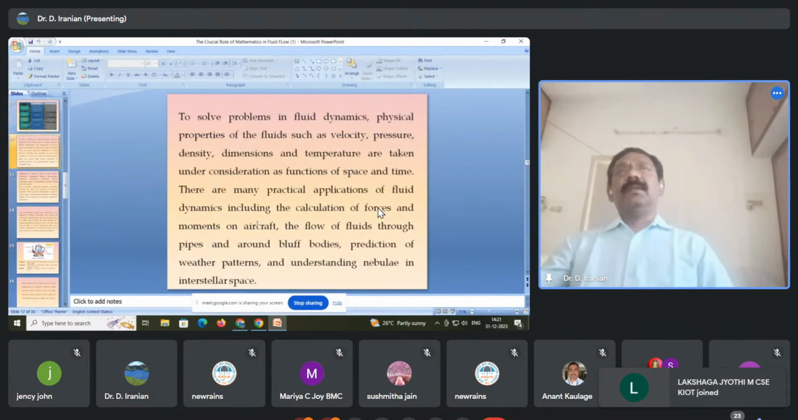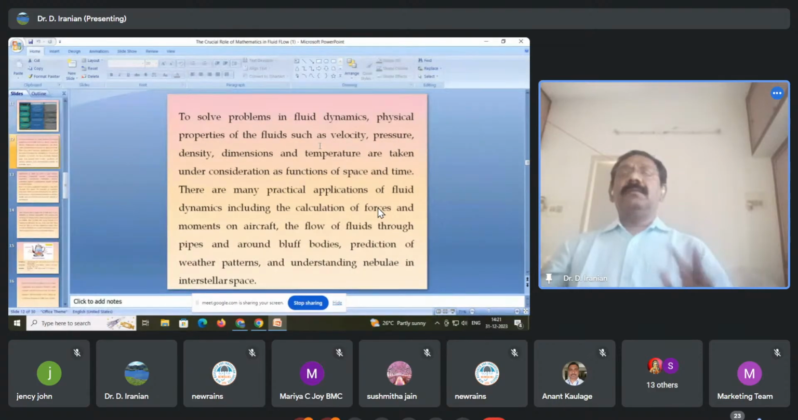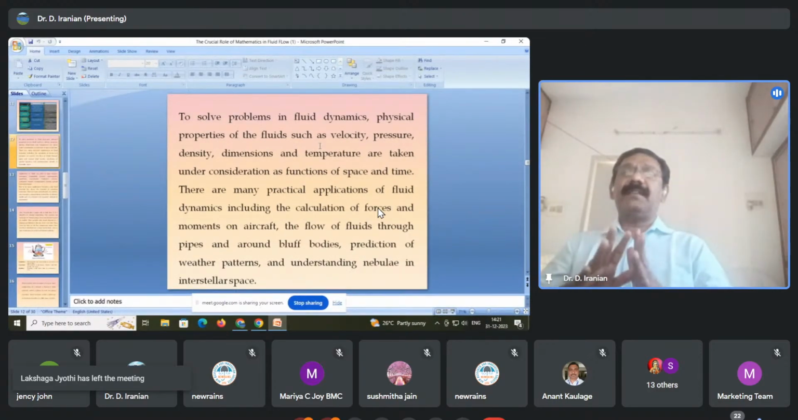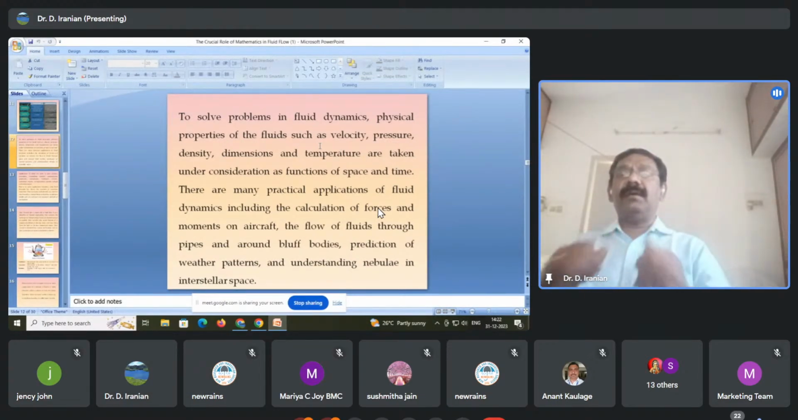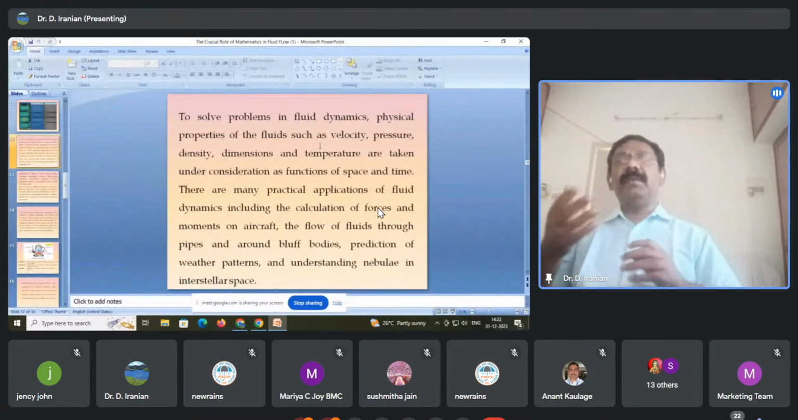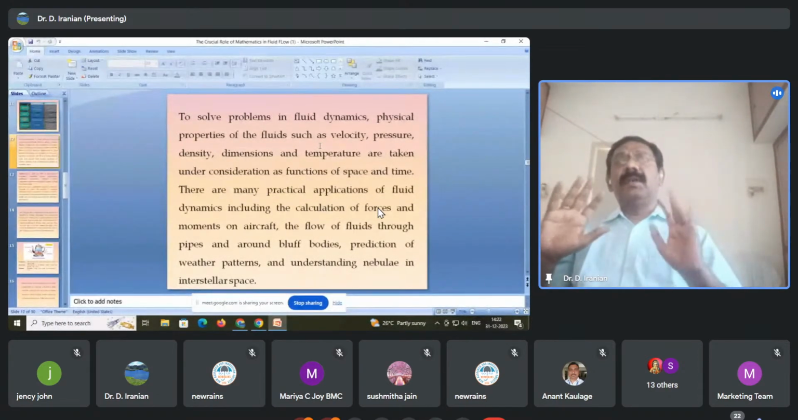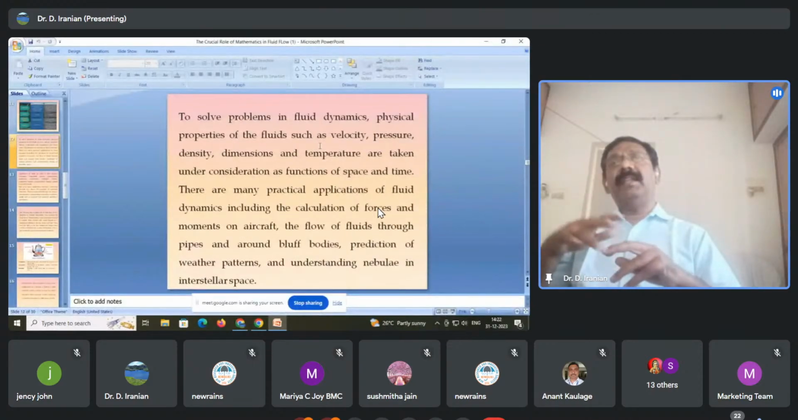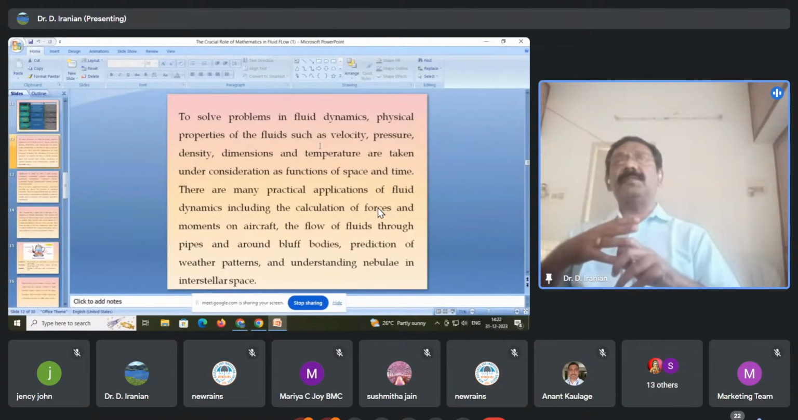Now, in fluid flows, many occurrences are there. That means many parameters, many situations, many coordinate geometries. What are the coordinate geometries? It may be the dimensions. Suppose under the bridge, a pillar is there. The pillar is a cylindrical form, so that cylindrical form means a three-dimensional flow.